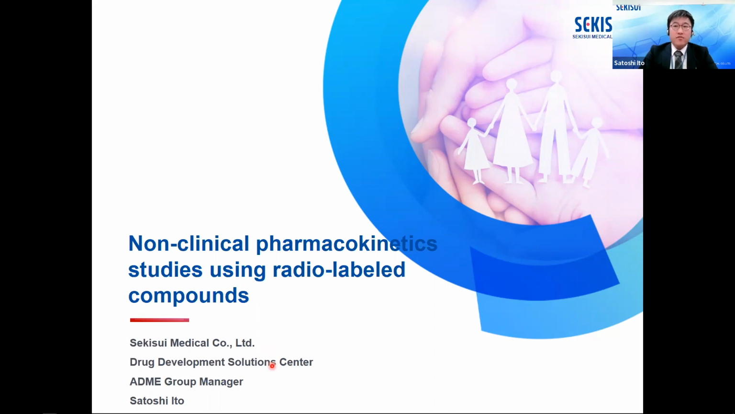My name is Satoshi Ito from Sekisui Medical in Japan, and I'm responsible for all in vivo ADME contract studies for both domestic and international clients. First, I'd like to thank Xenotech for this opportunity. Today, under the title of non-clinical pharmacokinetic studies using radiolabeled compound, I would like to talk about what we can offer at our facility.